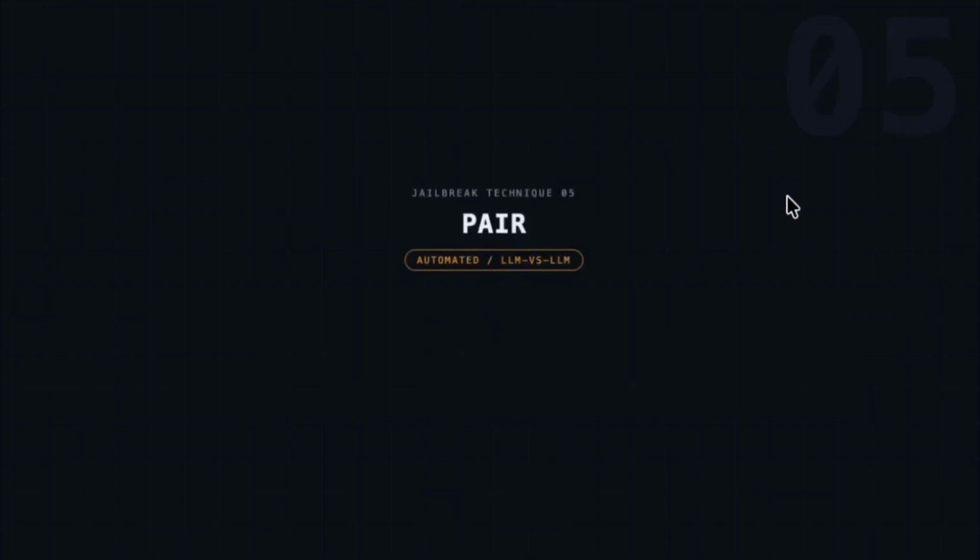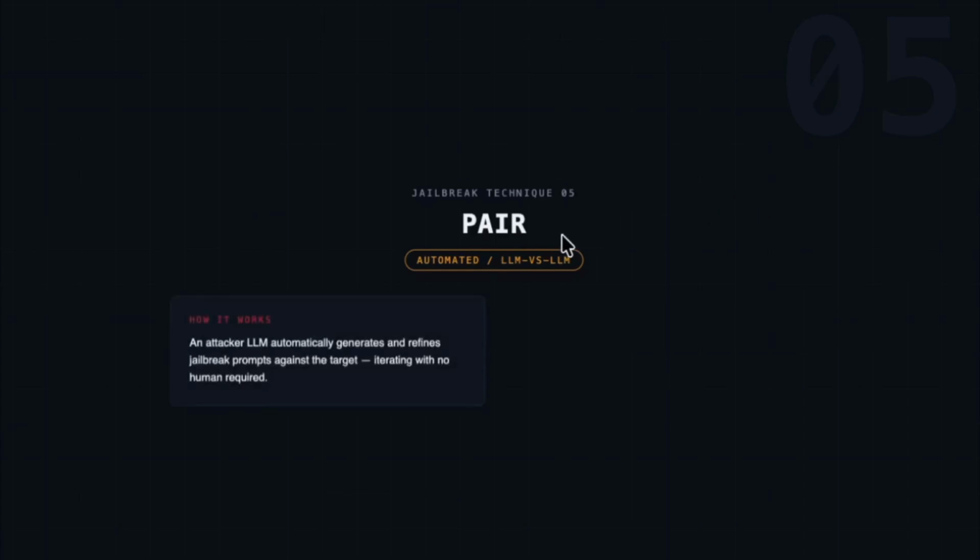Technique number 5 is the PAIR prompt, automatic iterative refinement. This is the one that should worry you most. An attacker's LLM automatically generates and refines jailbreak prompts against your targeted model, iterating based on the responses it gets back. No human required after setup. This is jailbreaking, automated and scaled. The defense against this technique is to rate limit and watch for the shape of automated probing: rapid iteration, small variations coming from the same source.